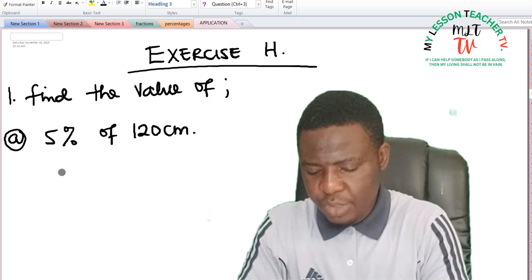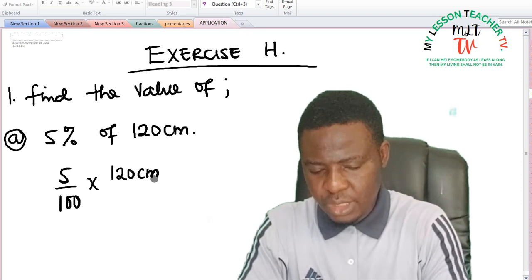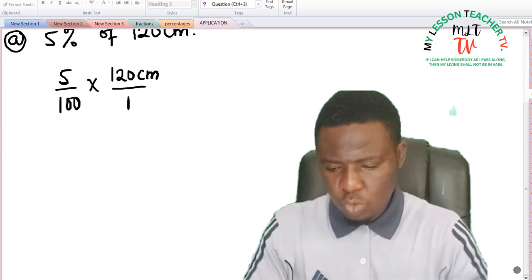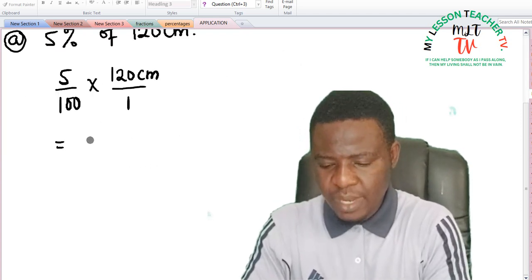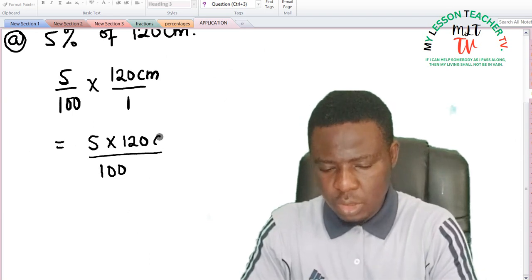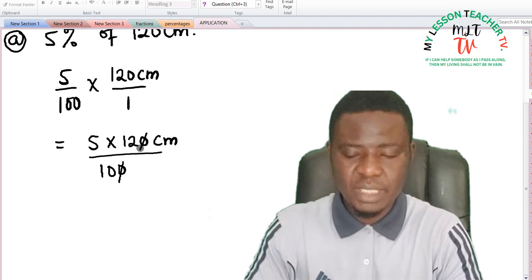So 5% can be written as 5 divided by 100 times 120 centimeters divided by 1. So this is equal to, multiplying out the numerators, 5 times 120 divided by 100, centimeters. So this cancels this when you divide by 10.